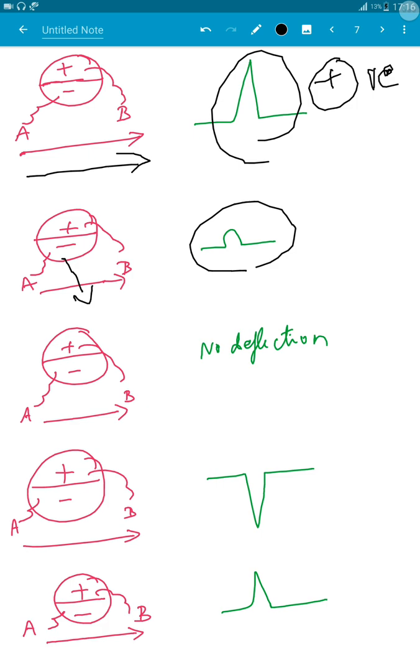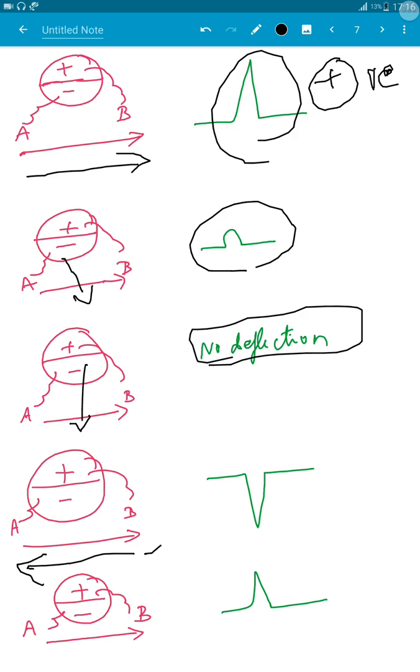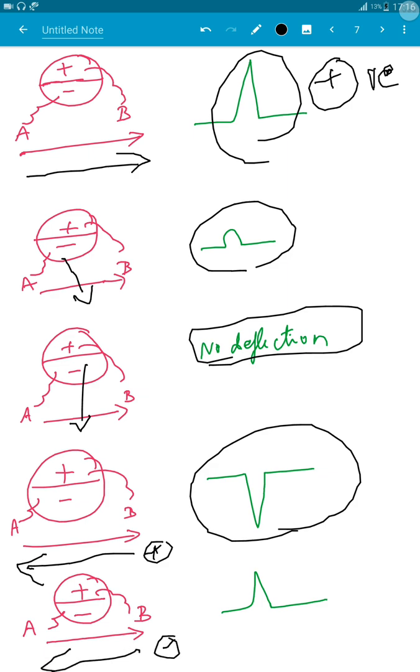Then if the plane of the electrical cardiac activity is perpendicular to it, there will be no deflection at all. And if the plane of field is just opposite to it, if the positive deflection in the heart is moving in the opposite direction, then there will be negative deflection. If the negative ion is moving towards the negative, then there will be maximum positive deflection.